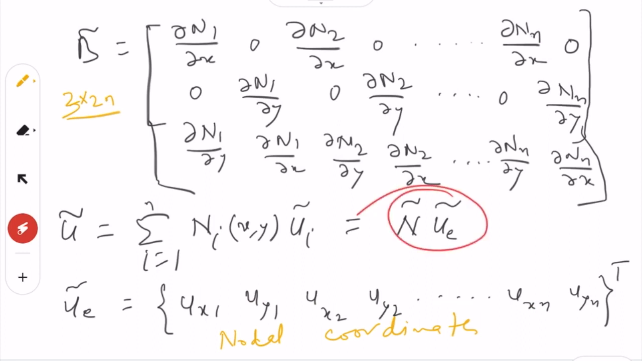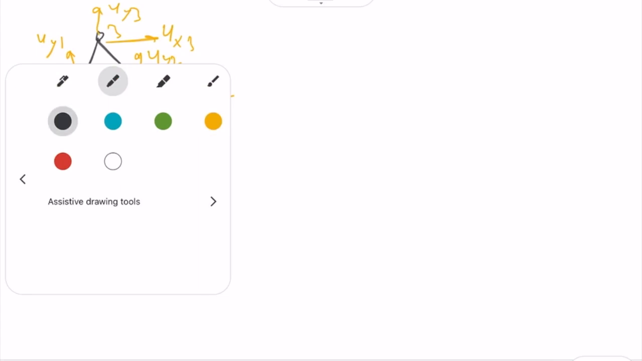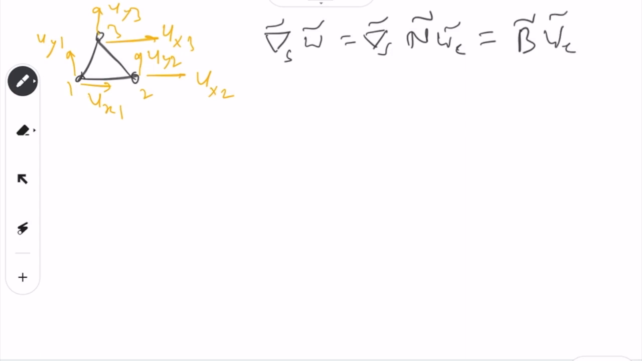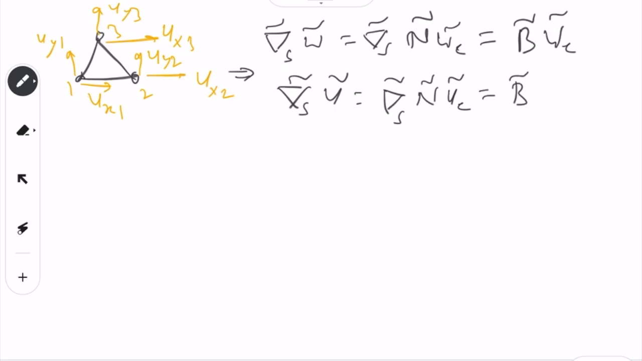So here also we got the same thing, and hence the way we found del S W tilde is equal to del S, W was nothing but N tilde W E tilde, which we wrote as B tilde W E. Similarly, we can write exactly similar: del S tilde U tilde equal to del S tilde N tilde U E tilde is equal to B tilde U E tilde.